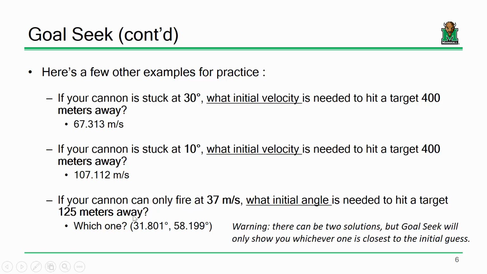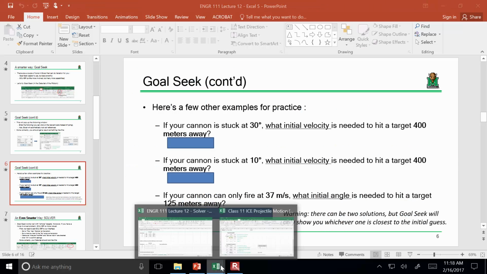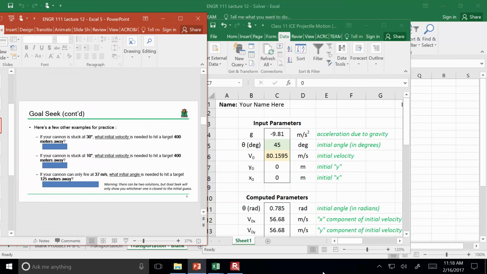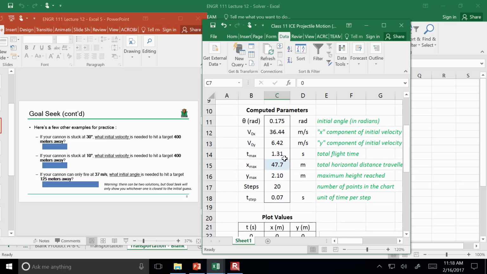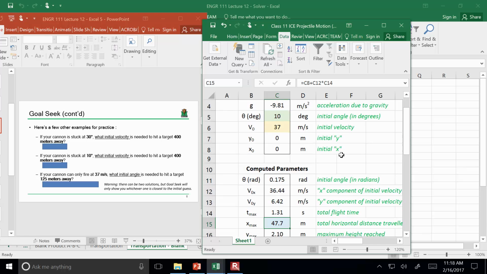So there's two solutions, and which solution Goal Seek tells you depends on what number you were closer to when you started Goal Seek. Let me show you what I mean by that. Let me put in this question. So let's say we have a guess of 10 degrees, and we're shooting at 37 meters per second, and my goal, in this case, is for the X max to be 125.